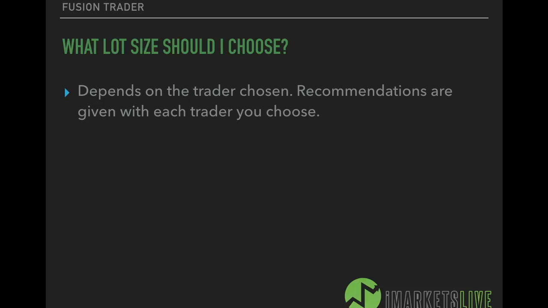So what I would say, safe bet is to look at what they give you when it pops up, and you choose whether you want aggressive or a little bit more conservative or ultra conservative. So that's how you're going to judge the lot size. You can talk to the person who brought you into iMarkets Live and get their advice as well.